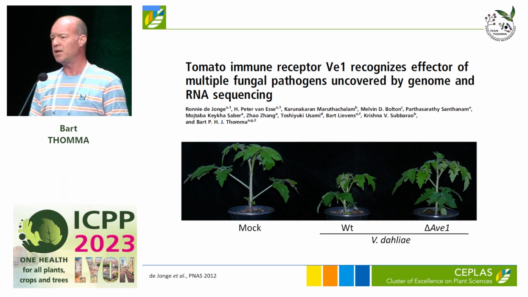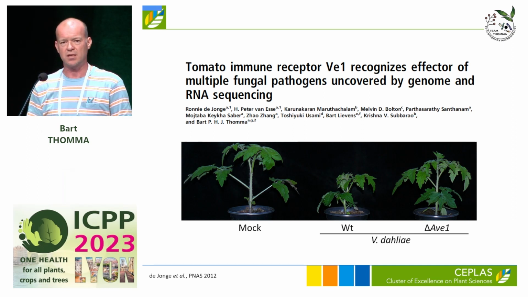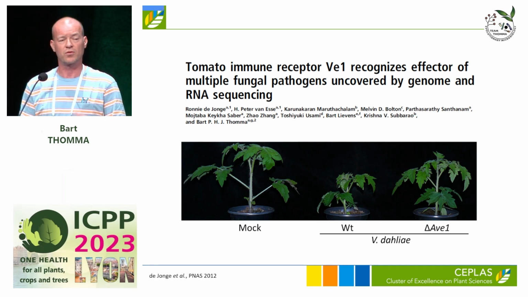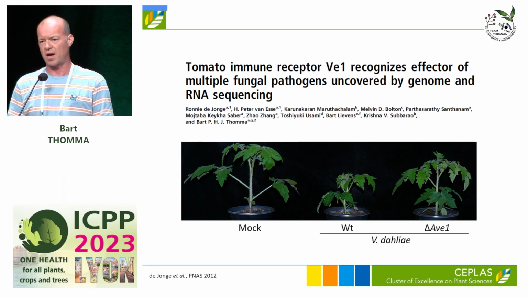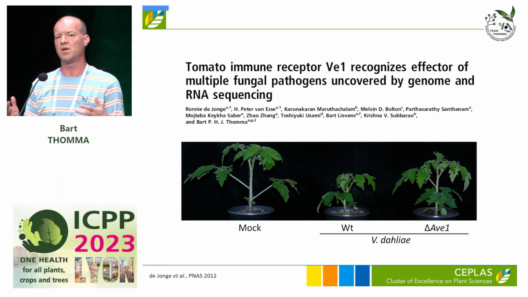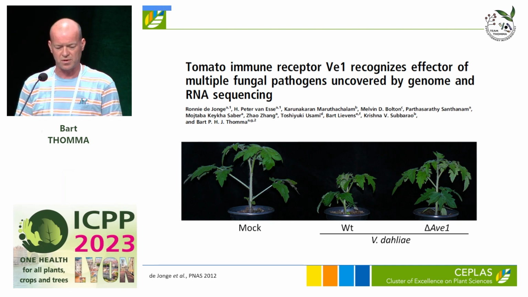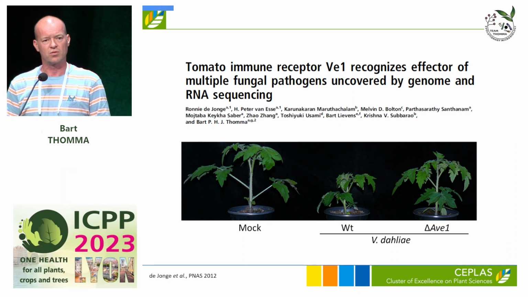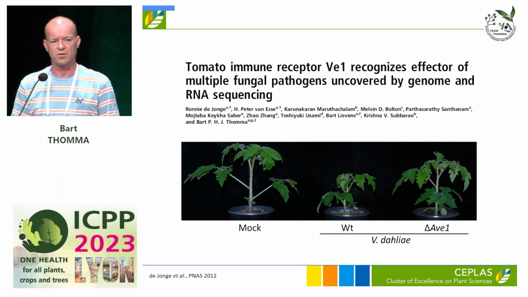To explain why I think this is the case, I'm going to tell you a story that starts over a decade ago with an effector that we cloned from Verticillium. At that time, it was the only effector of Verticillium that was known to be recognized by an immune receptor in tomato. That immune receptor was called Ve1, and the effector that is recognized by this immune receptor we called Av1, for mediating avirulence on Ve1 plants.